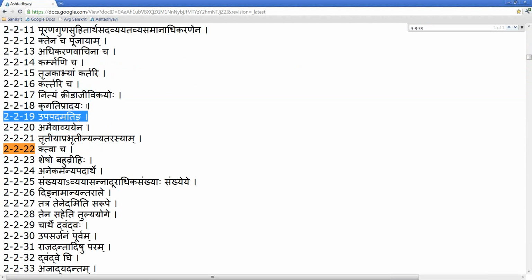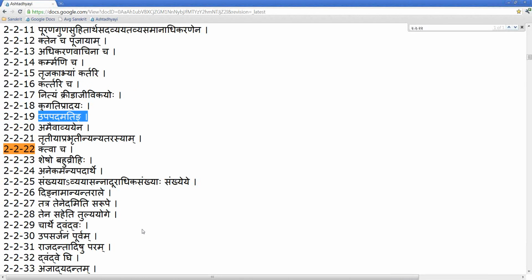So Shashti Tatpurusha ends over here. This nityam overlaps between these two rules over here. Kugati Pradeha and Upapadam Ating are very important rules. Upapadam Ating connects with 3.1.92 in the Dhatu Adhikara, which is Tatrapadam Saptamistham.